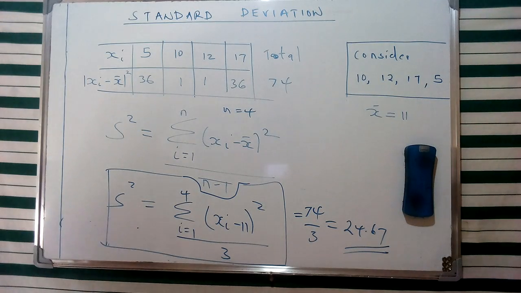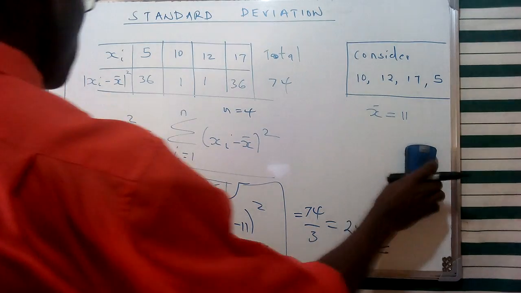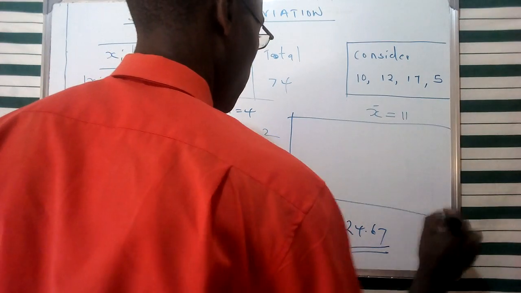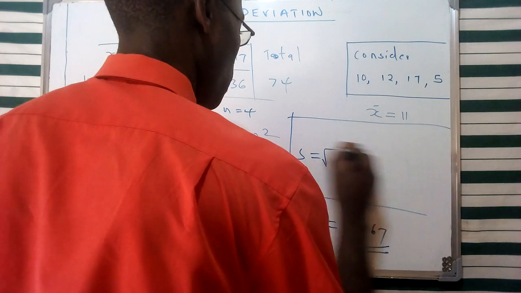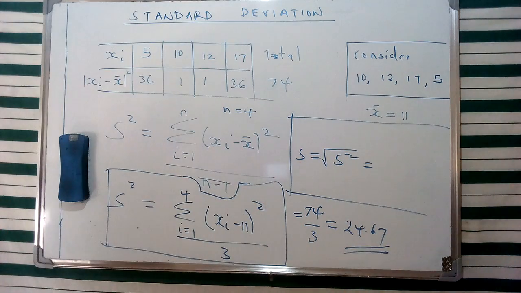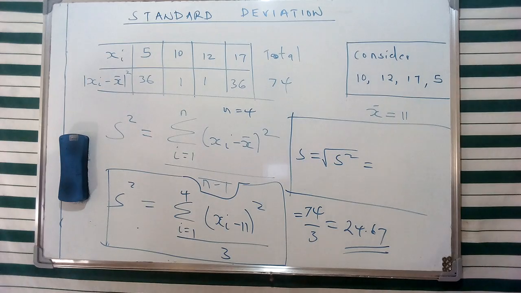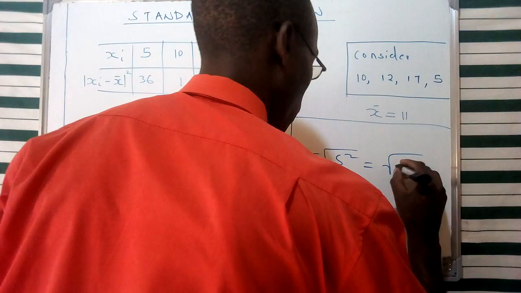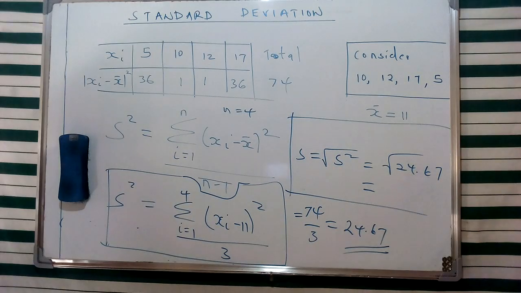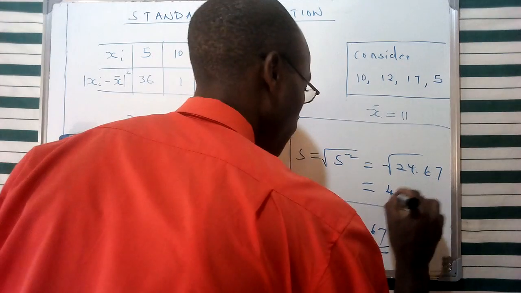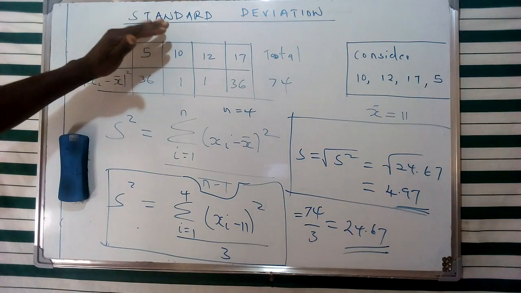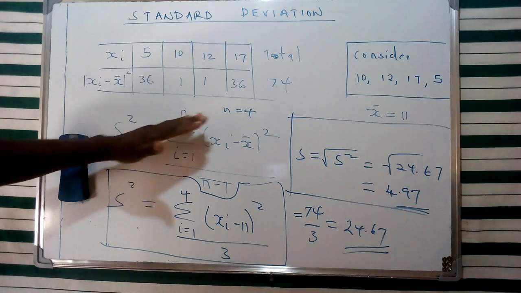Now, from one of the formulas that we have, we can obtain the sample standard deviation S, which is the root of S squared. So for us to find the sample standard deviation in this case, we're going to find the root of 24.67, which is equivalent to 4.97. And that's how we can obtain the sample standard deviation from this specific set of data.